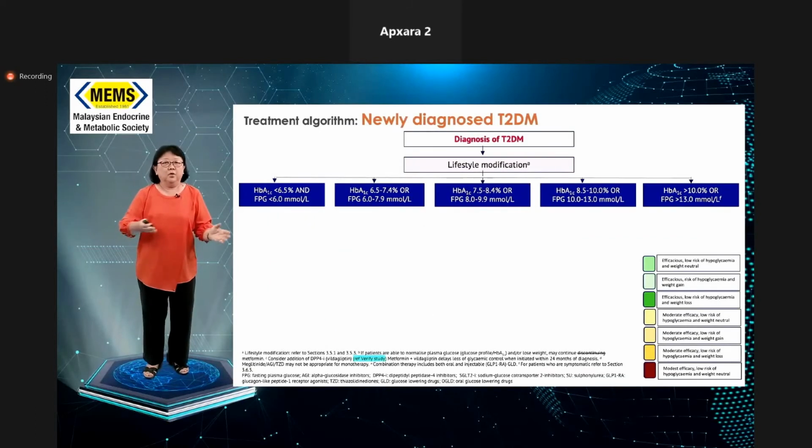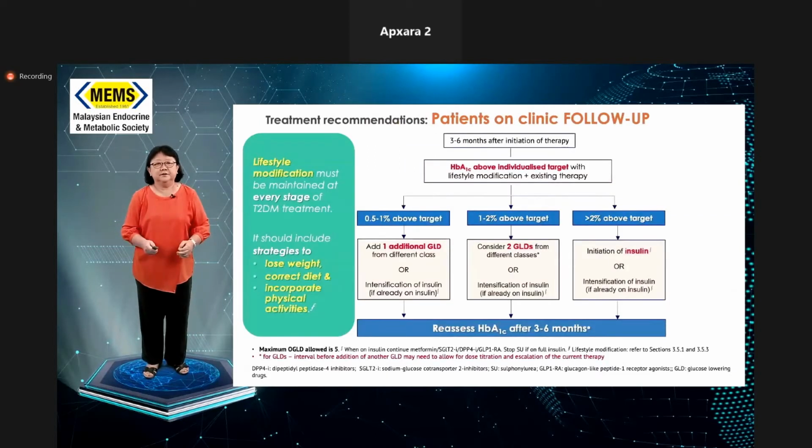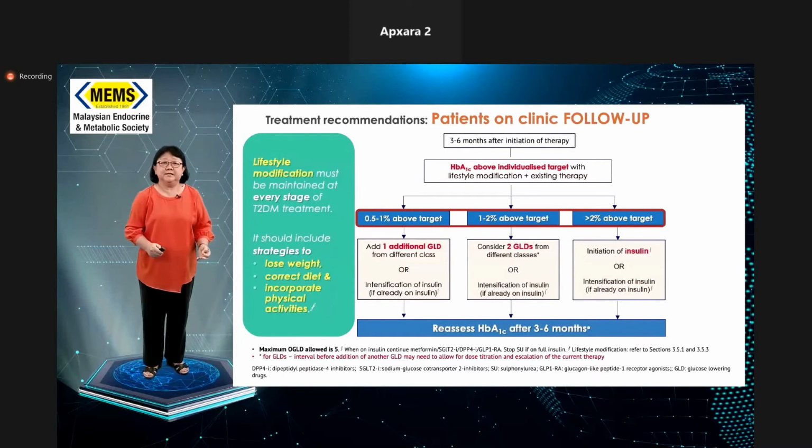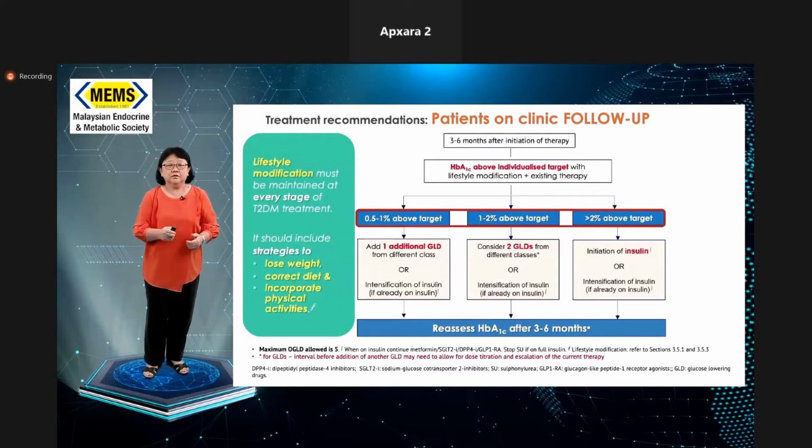And so again, all the algorithms use A1C to help us decide how to manage our patient. For the newly diagnosed, newly recognized patient, depending on what level you come with, you may want to start differently. On follow-up, we still use A1C. Depending on how far above the target you are, you either add one therapy or two therapies, or in fact, as you've just heard from Professor Rohana, initiation of GLP-1 or insulin.